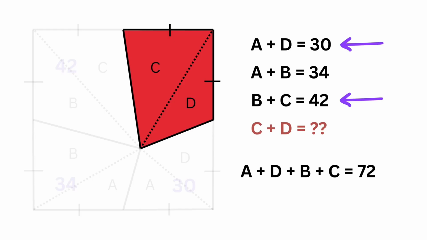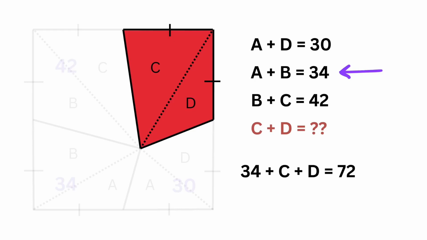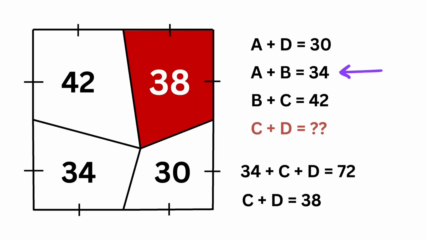I can reorganize this and rewrite it as A plus B plus C plus D. And do I know A plus B? Of course I do. It's right here. A plus B is 34. So in place of A plus B, I will write 34 here. Now we have 34 plus C plus D is 72. Take 34 to the right-hand side like this. So C plus D equals 72 minus 34, which is 38, and that's it. The question is over. This shaded area here is 38 square units.